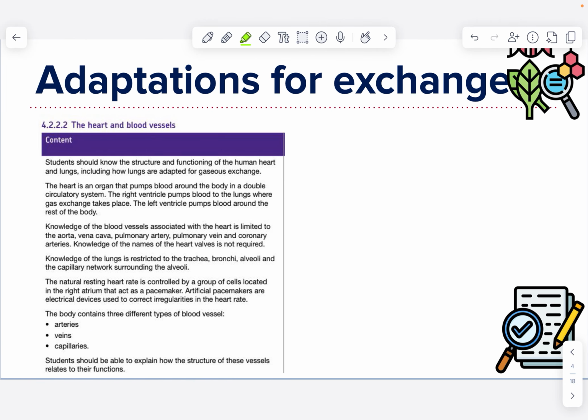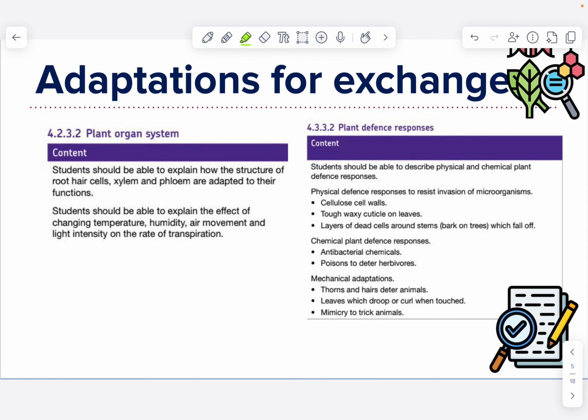Then more specific examples when it comes to the structure and function of the human heart, lungs, including how lungs are adapted for exchange, and then we're going to look at arteries, veins and capillaries. So we'll then finish by looking at adaptations of plants. We have specific examples with root hair cell, xylem and phloem, and then there are other examples when it comes to adaptations for plant defense.